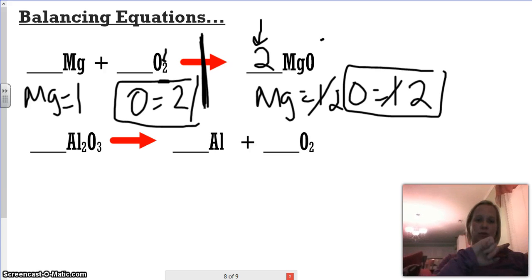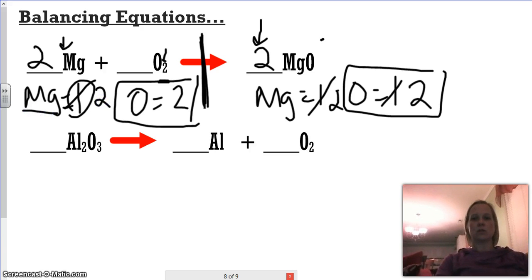So I'm going to head to the other side of the equation, and I'm going to balance that Mg all the way over here. I am distributing a number, something times this 1 to give me 2. And of course you all are telling me 2. So if I look at this, I've got 2 Mg's, I've got 2 Mg's, I've got 2 O's, I've got 2 O's. This is a balanced equation.